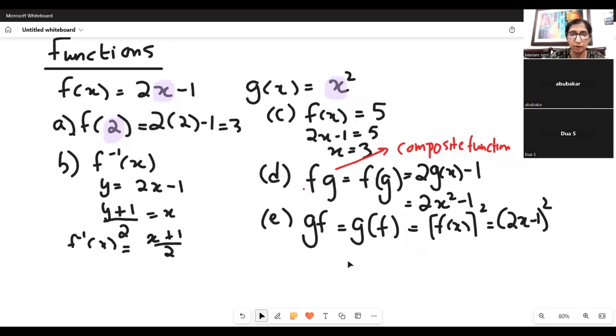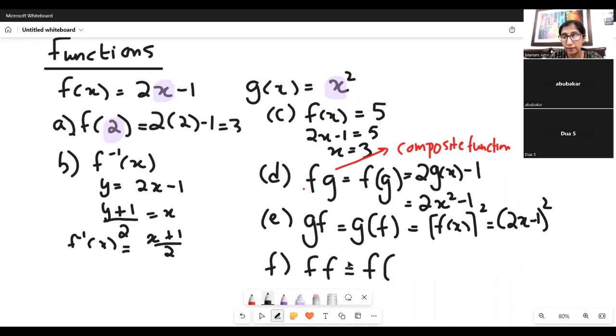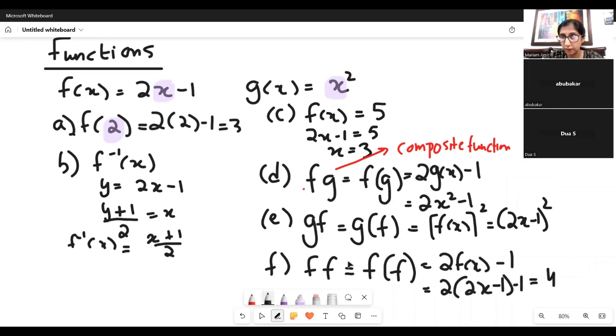Okay. What about ff? What happens here? In 2x minus 1, instead of x we put 2x minus 1. Yes. This is ff, and in f, you substitute f again. So 2x minus 1 becomes 2f(x) minus 1, which is 2 times again (2x minus 1) minus 1, which gives 4x minus 2 minus 1, that is 4x minus 3.